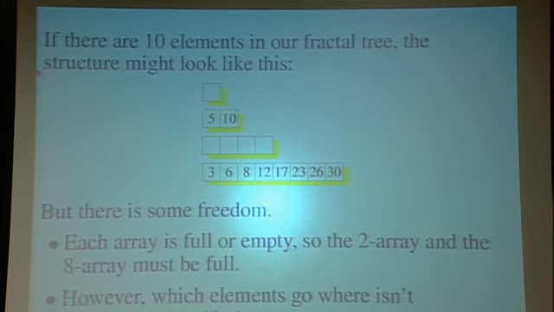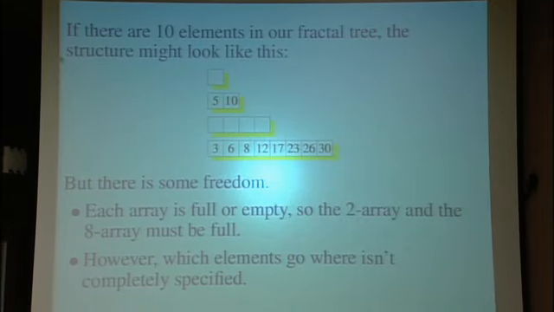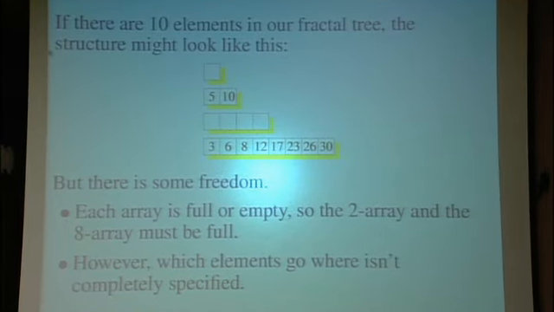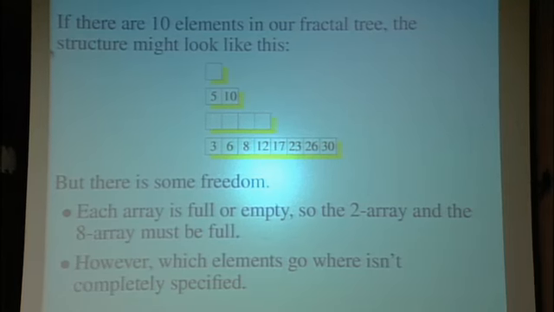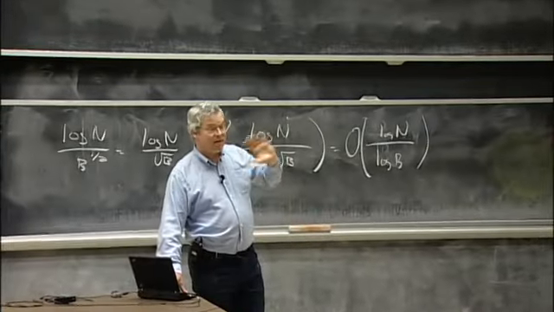If there's 10 elements, you get a little freedom, because we have to fill up the 2 array and we have to fill up the 8 array, because there's only one way to write 10 in binary, which is 1, 0, 1, 0. But we get a little choice. It turns out that the bottom array has to be sorted, and the top array, the array containing 5 and 10, has to be sorted, but we could have put the 5 down here and swapped the 5 and the 6, and that would have been a perfectly valid data structure for this set of data as well. So we get a little bit of freedom. Okay? So that's the basic data structure.